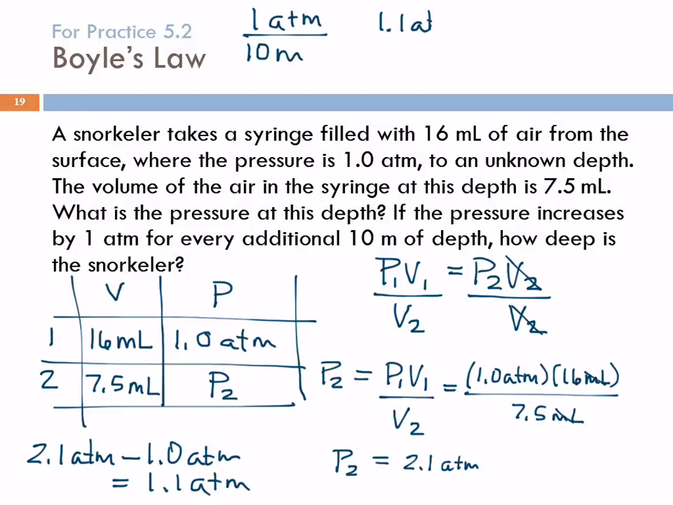We can take that 1.1 atmospheres of increase, and we can use this as a conversion factor. For every 10 meters you go down, you get an additional 1 atmosphere. And so that tells us that the diver is at 11 meters.